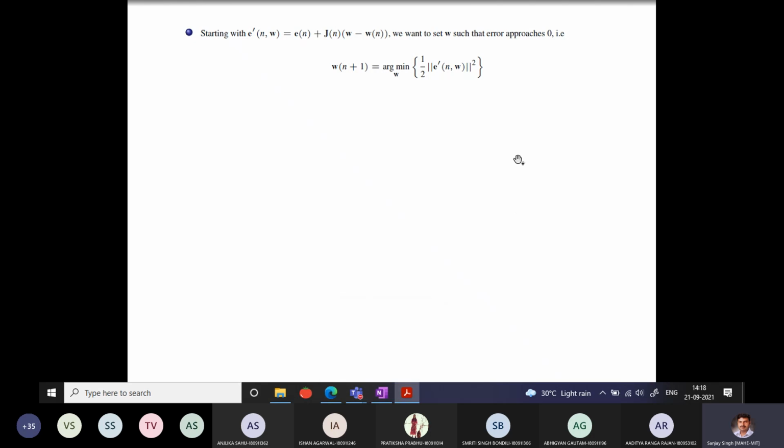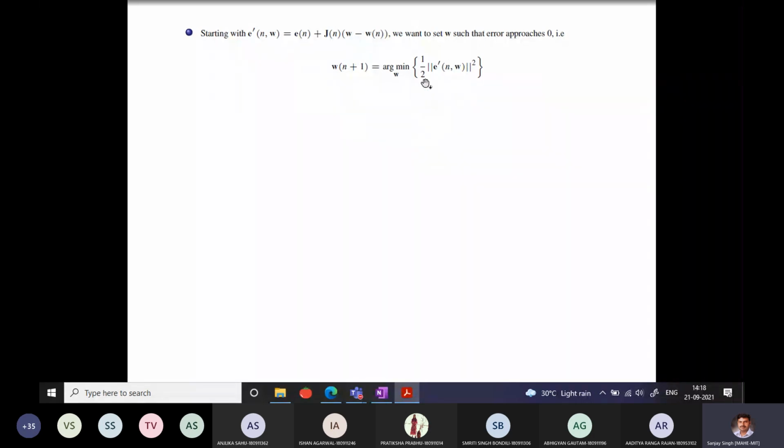So ultimately what is happening is that this was the case, and you have formulated that this is what it turns out to be. What is required is that you want to find that value of W such that this error approaches 0 theoretically. Okay. So basically, ultimately, you are looking to optimize this particular function in this sense.